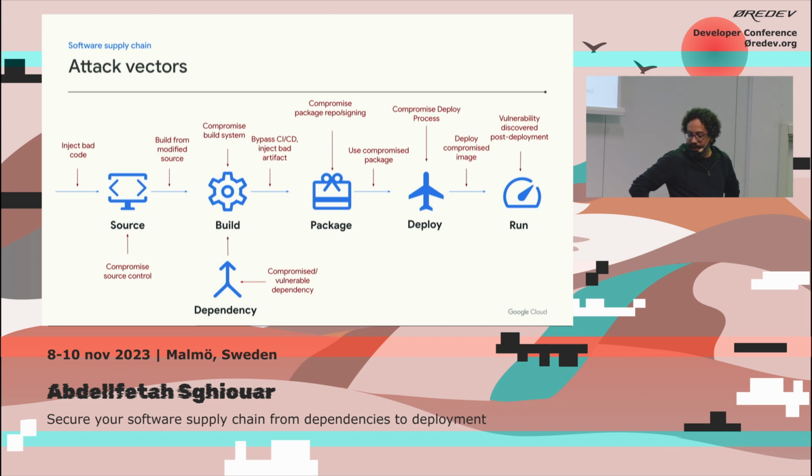You could have a compromised source control system, just one wrong permission on your Git repository. You could have a compromised build system. And this is especially a problem if you don't actually maintain your build system.